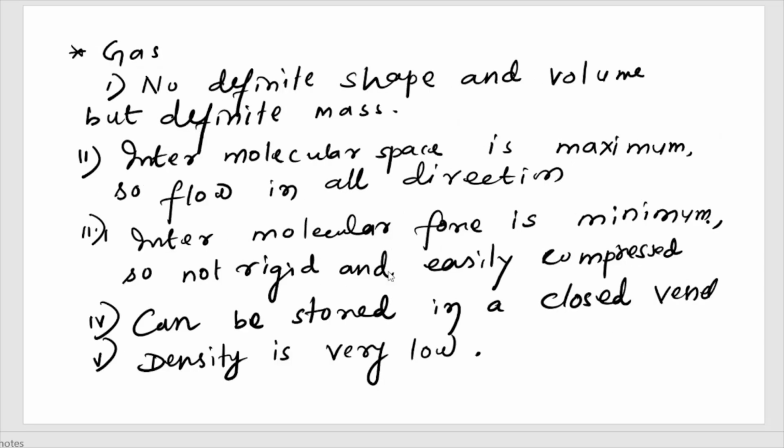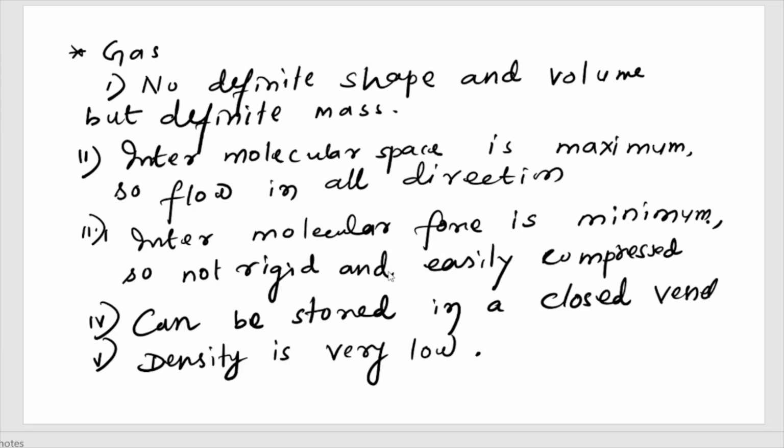Gas you can also find. Gas is very easy: nitrogen, hydrogen, carbon dioxide, ammonia gas. Then what happens here? No definite shape, no definite volume, but definite mass. If I look at LPG, liquefied petroleum gas, used for cooking, it occupies the volume of the gas cylinder, which means a definite mass is there, but no definite shape and no definite volume.